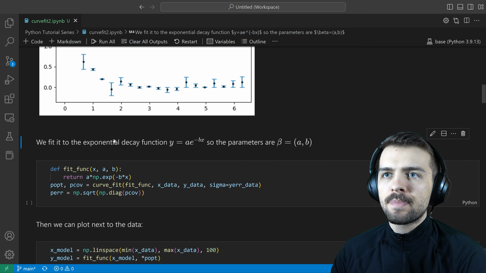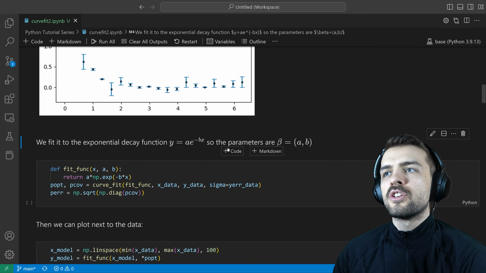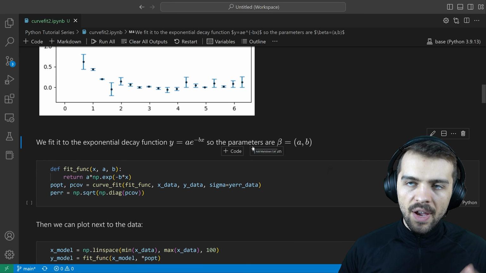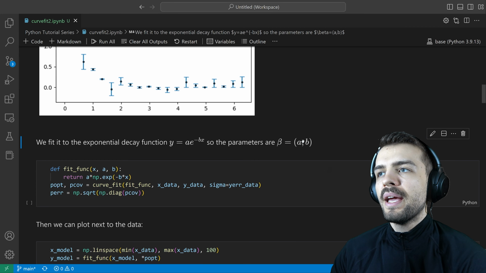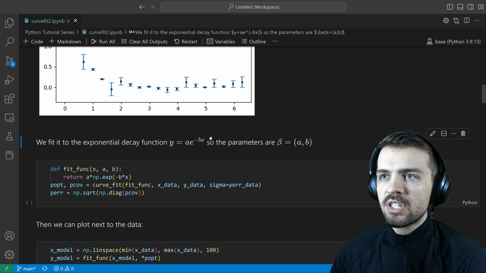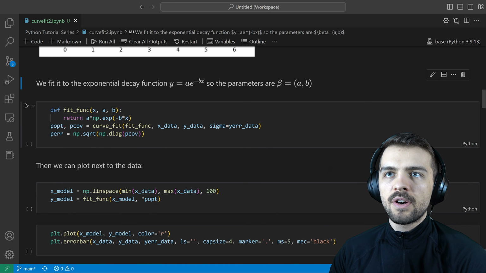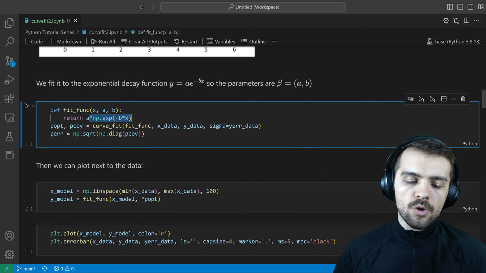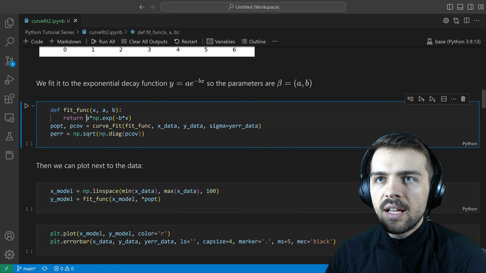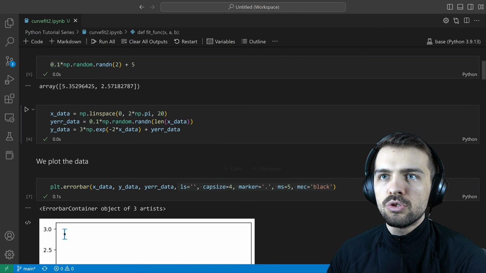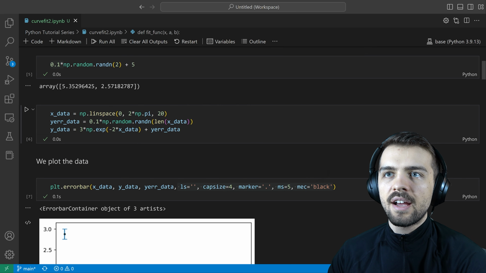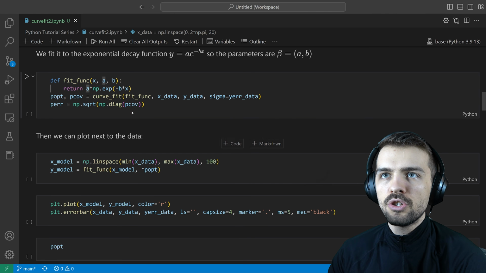All right, so we've randomly generated these data points with the corresponding error, and what we want to do is fit it to an exponential decay function, y equals a e to the negative bx. So the parameters beta, if you think of beta like a vector of all the parameters, beta is equal to a comma b. So this is the function that we're going to fit to. And so I define my fit function here, x a b, that should be a e to the negative b times x. Of course, you would expect in an optimal fit, a would be approximately equal to 3 because that's how we defined it here, and b should be approximately equal to 2.